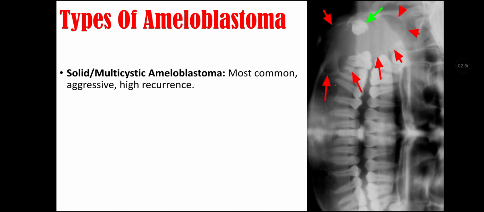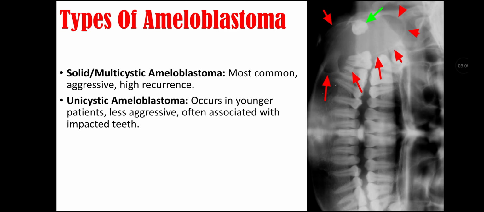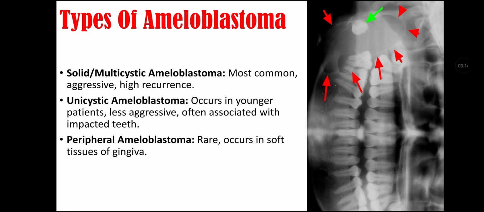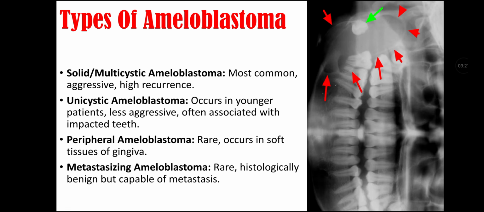Types of ameloblastoma include solid multicystic ameloblastoma, that is the most common type. It is aggressive and it has high recurrence. Then there is unicystic ameloblastoma, which occurs in younger patients. It is less aggressive and it is often associated with impacted teeth. The third type is peripheral ameloblastoma, that is rare and it occurs in the soft tissue of the gingiva. The fourth type is metastasizing ameloblastoma, that is also rare. Histologically, it is benign but capable of metastasis.